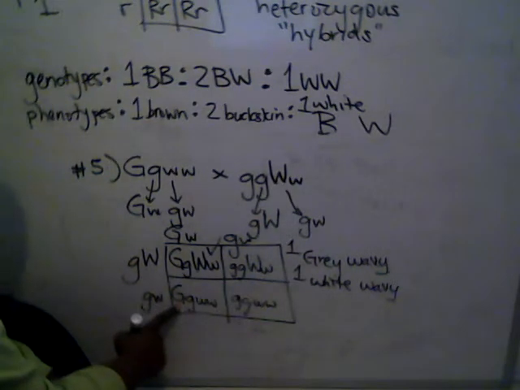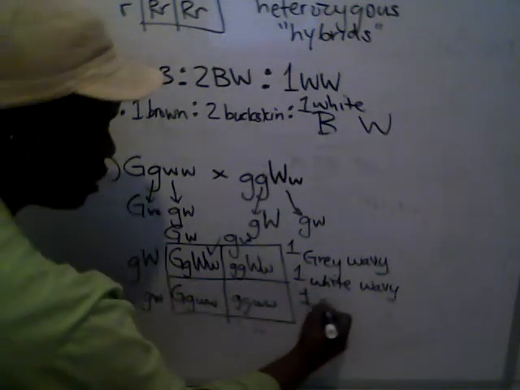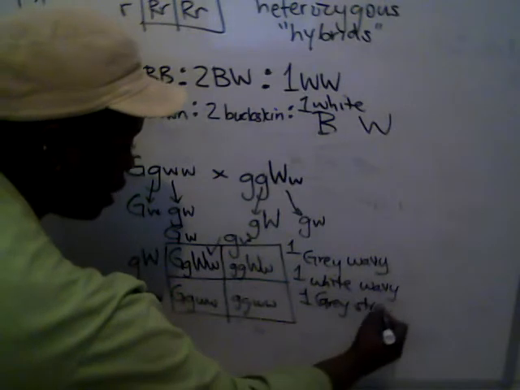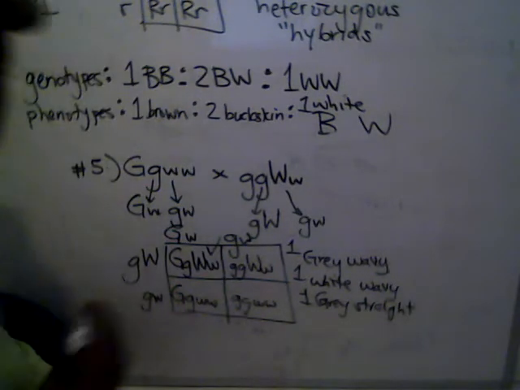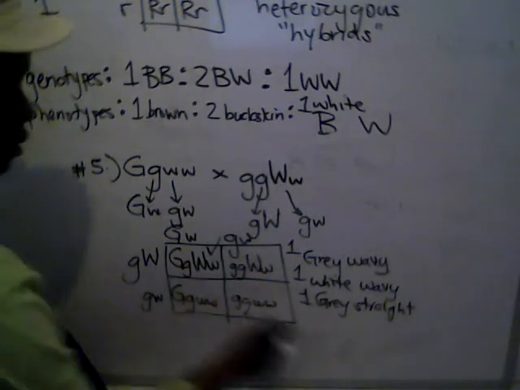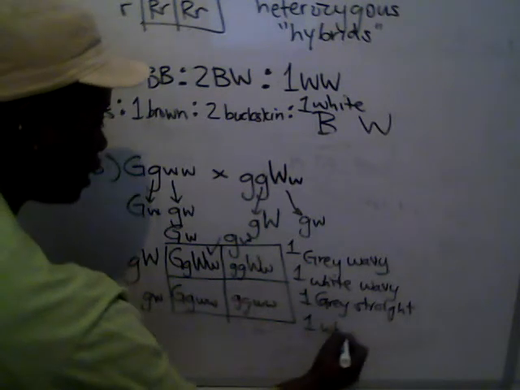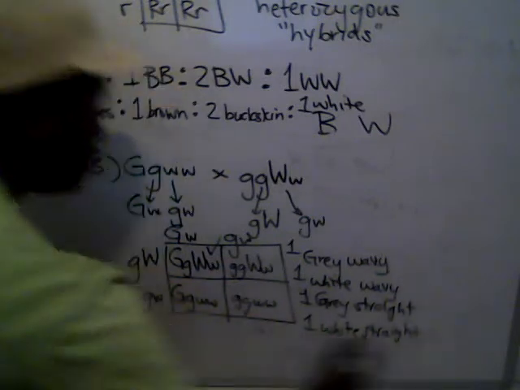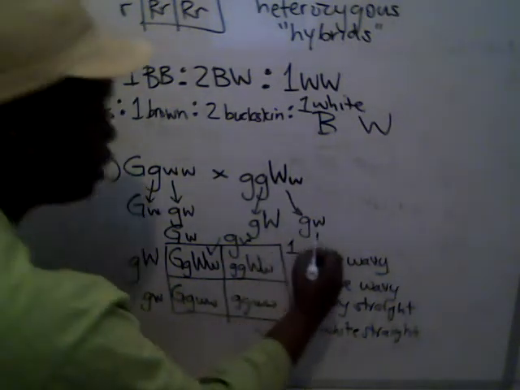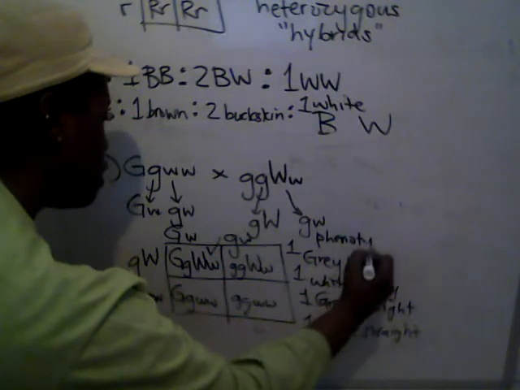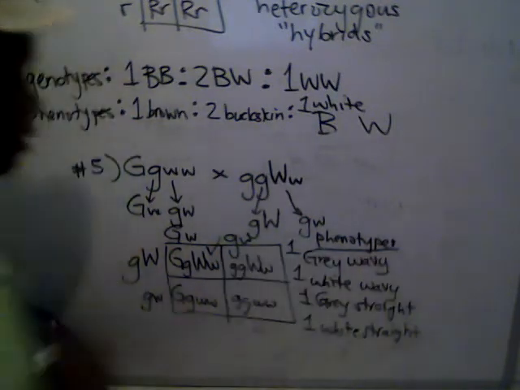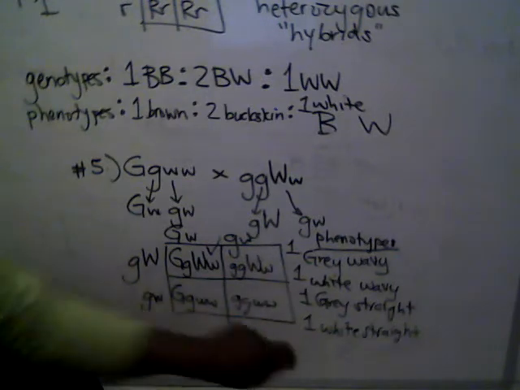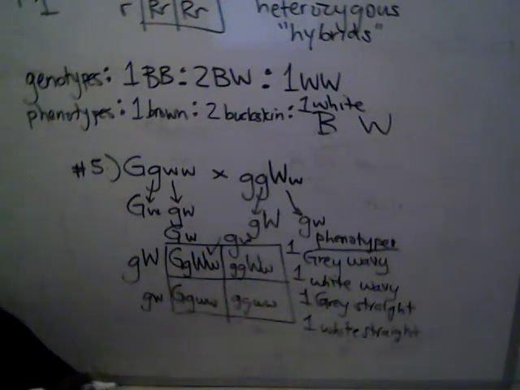This one would be gray with straight hair. So one that's gray with straight hair. Okay. And then this last one would be white with straight hair. So if you notice, we have 1 of each physical trait. So these are the possible phenotypes that these 2 parents could produce. 1 gray wavy, 1 white wavy, 1 gray straight, and 1 white straight. So 1 to 1 to 1 to 1 ratio.